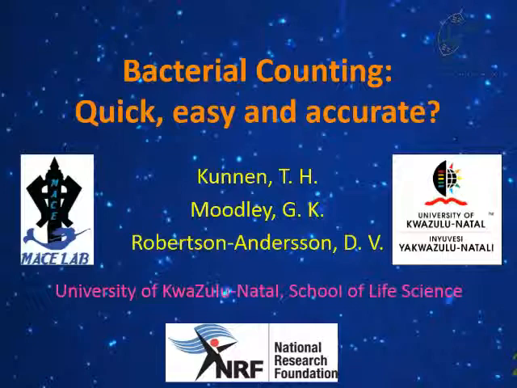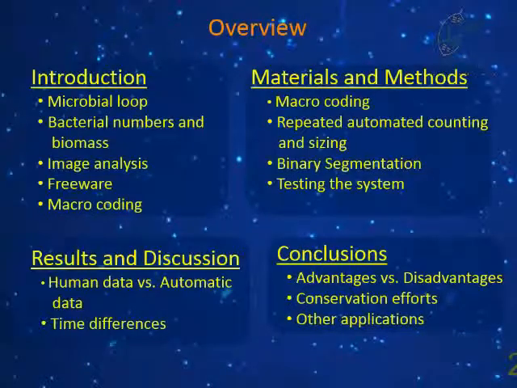Okay, so a brief overview: a little bit of introduction to what the microbial loop is and why bacteria are important, a little coverage of image analysis, the methods, what macro coding is, and how we can actually repeat the function of counting and sizing bacteria. Then the results, human data versus automated data, and the time differences that we expect to get, and some conclusions: the advantages versus the disadvantages of the systems and other applications that we can apply it to.